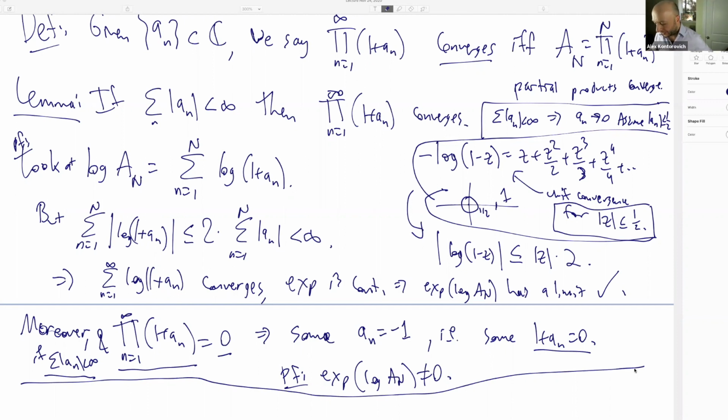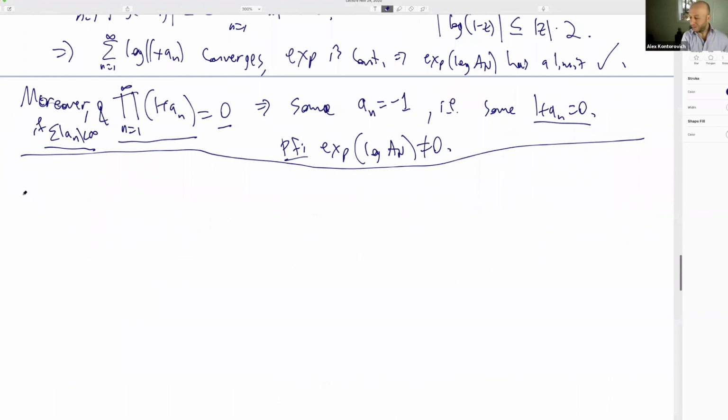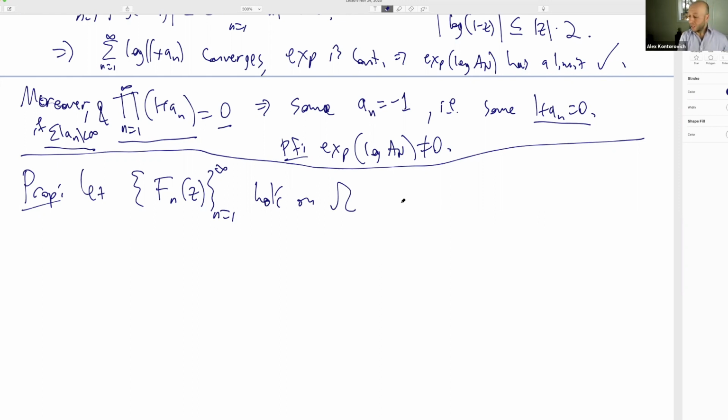Good. Let us talk about convergence of holomorphic functions, products of holomorphic functions. So lemma, what do I want to call this? Proposition. Let Fn be a family of holomorphic functions on some region omega, and assume that there exist constants Cn, so that if I take Fn minus 1, well, what I want to think about is what happens to the product of the Fn's.